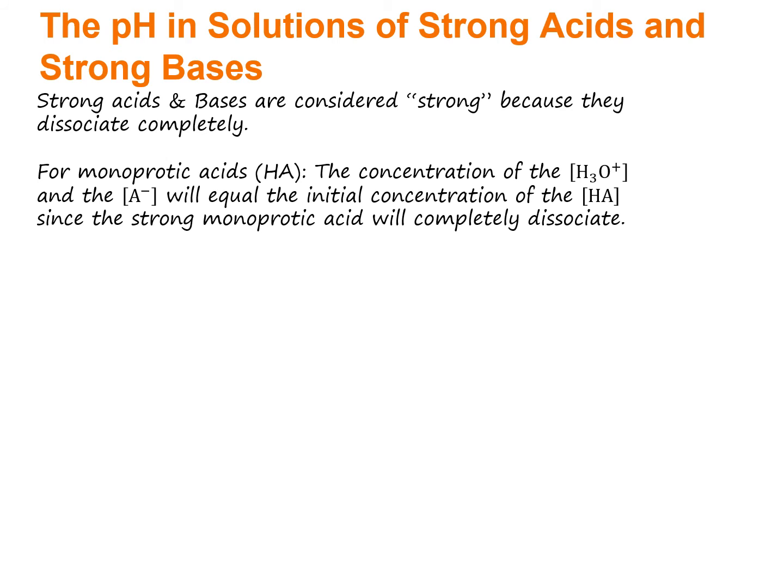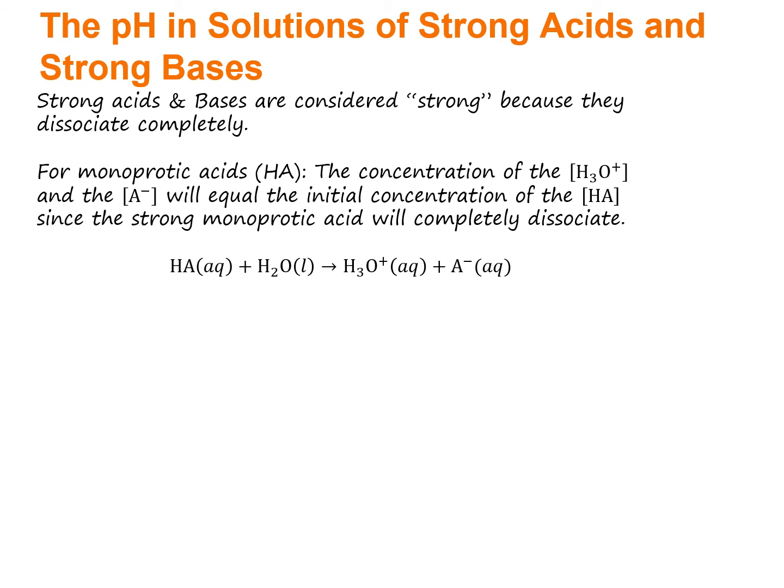So if you had a 3 molar solution of hydrochloric acid, a strong acid, you'd expect then to get a 3 molar concentration of hydronium and a 3 molar concentration of Cl minus, because it's going to dissociate completely.